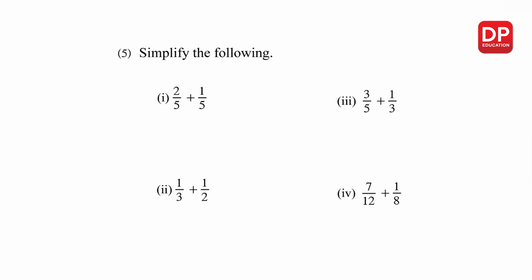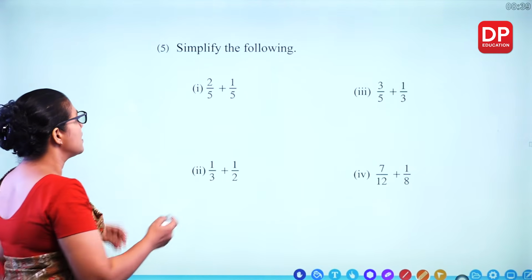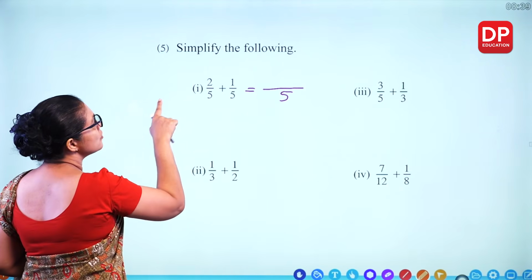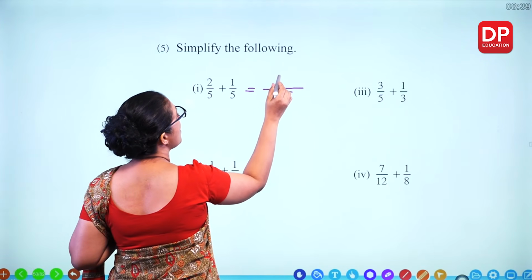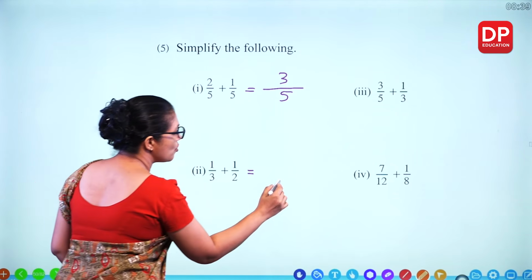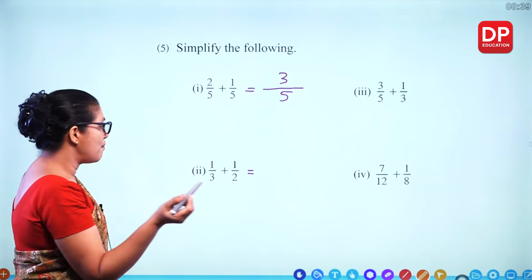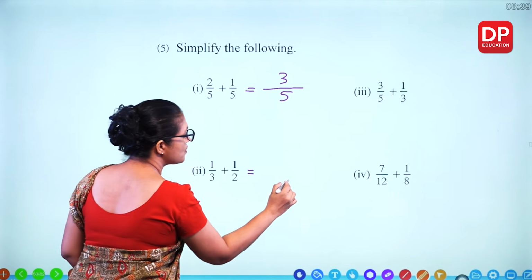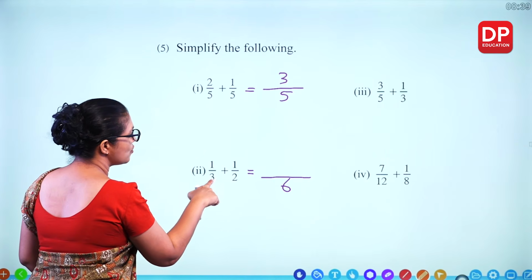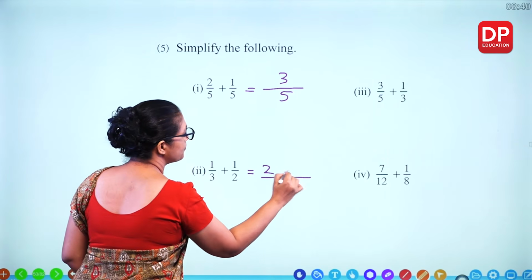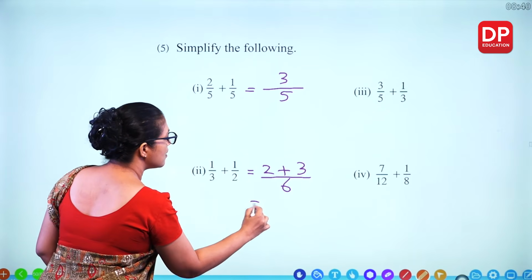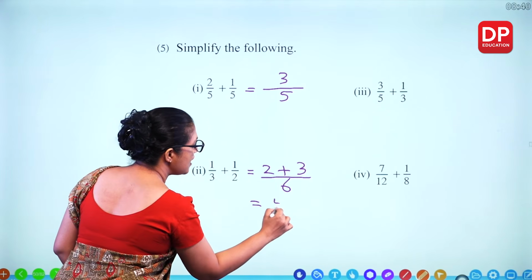Simplify the following. These are addition of fractions. Same denominator. You can write 5 there. Just add the numerators. 2 plus 1. You get 3. Now different denominators you have to convert to the same denominator. 3 and 2, what's the lowest one? 6. So convert to 6, multiply by 2. Convert to 6 here, multiply by 3. So 2 plus 3, 5.